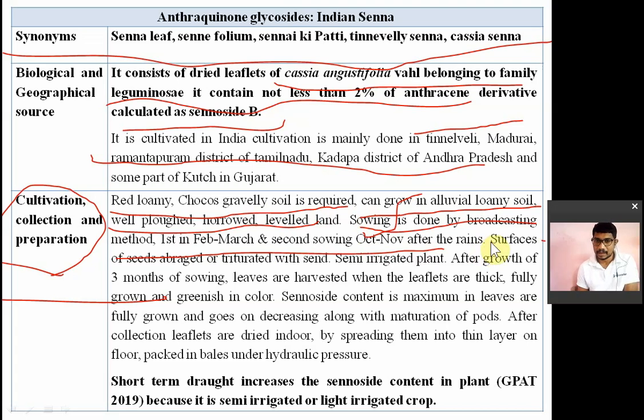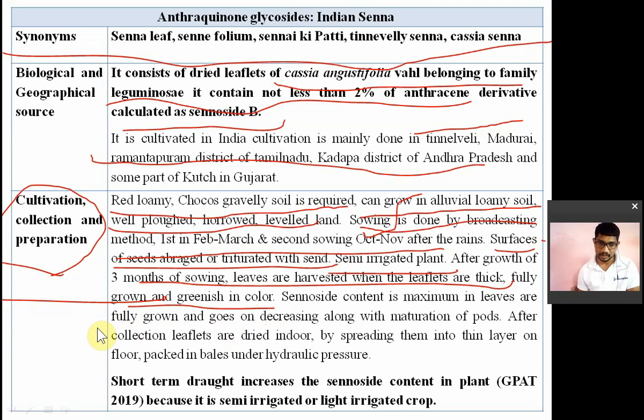The surface of the seeds is abraded by triturating with sand. It is a semi-irrigated plant. Remember, semi-irrigated plant. It does not need much water. After 3 months of sowing, the leaves are harvested when the leaflets are thick, fully grown and greenish in color. After 3 months you can harvest it and take out the leaflets when they turn green.